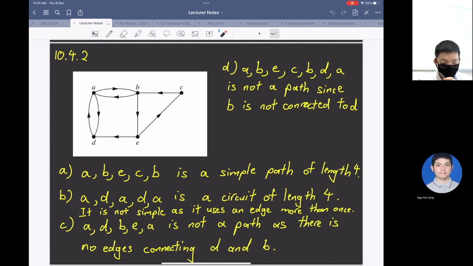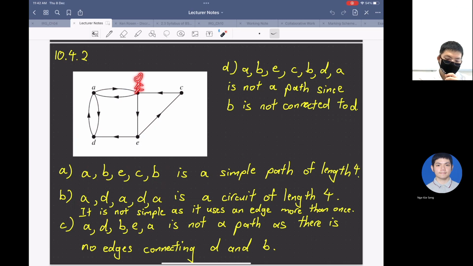C is not a path, but why? Because A to D, D to B. So there's no edge connecting D and B. So it is not a path, there's no path. And the length is not zero. No path is no path. Path of length 0 is like B, a single vertex. You stand here.